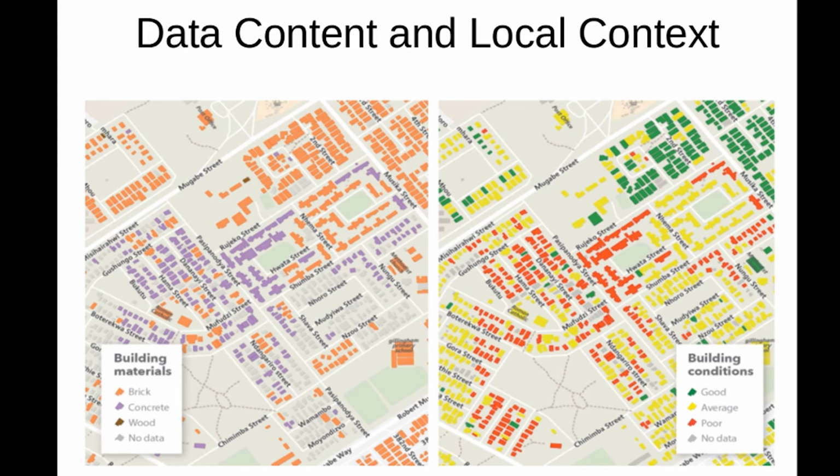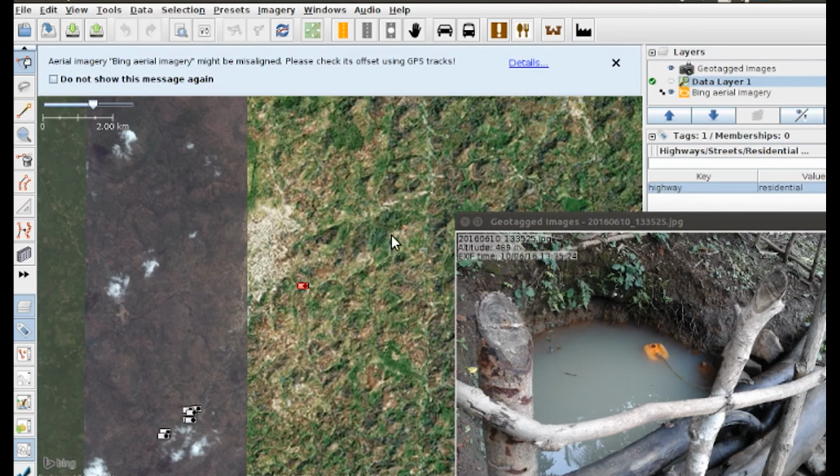But you can see now, if there are poor building conditions in this part of a suburb, then we know that we need to go there first. The concrete buildings are probably not going to need so much attention as the building conditions here, the poor ones, which are more brick and no data, and some wood. So that's how to use some of this information.